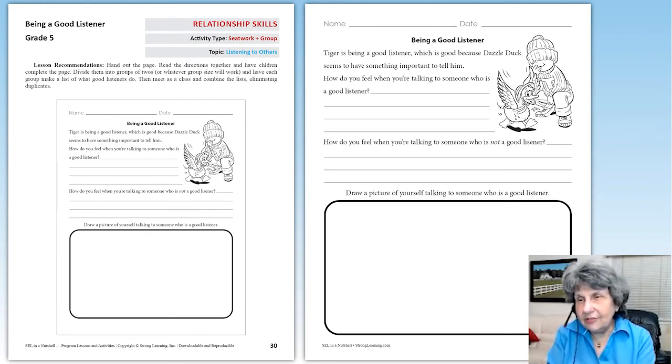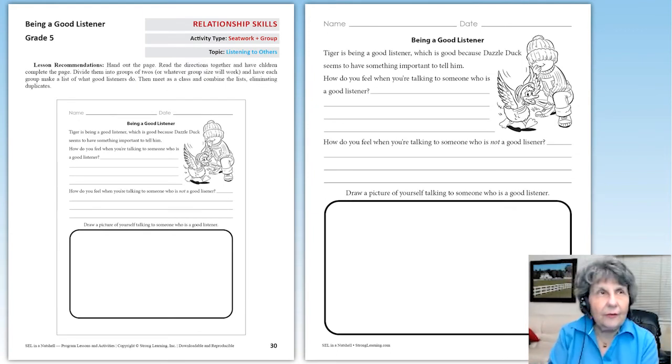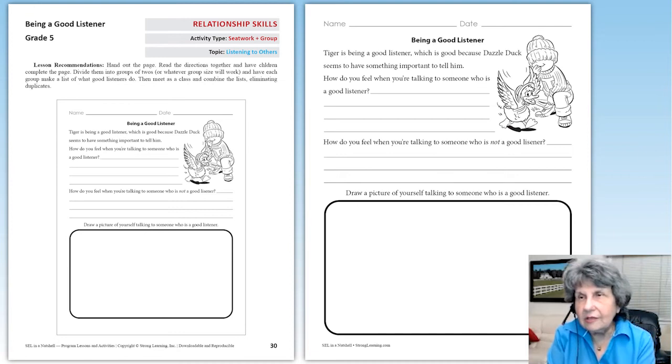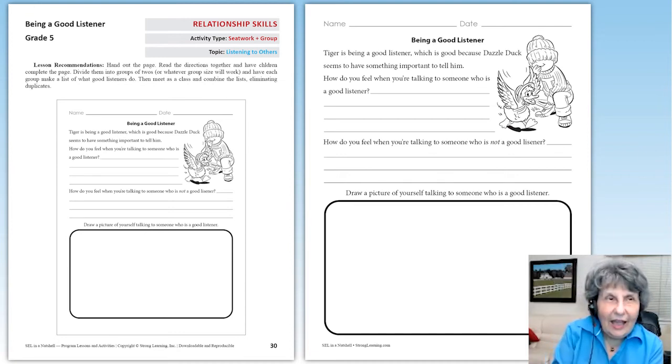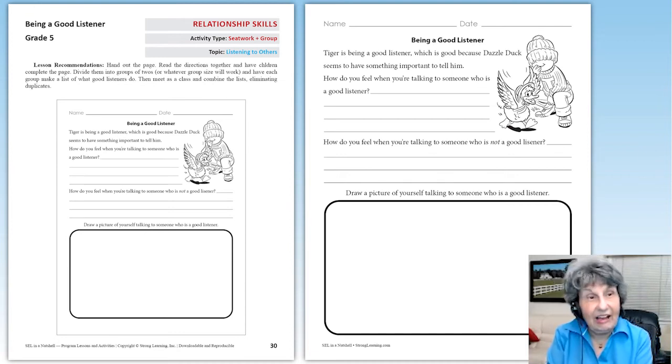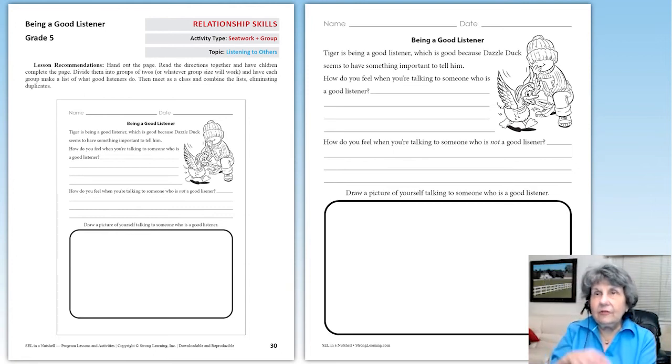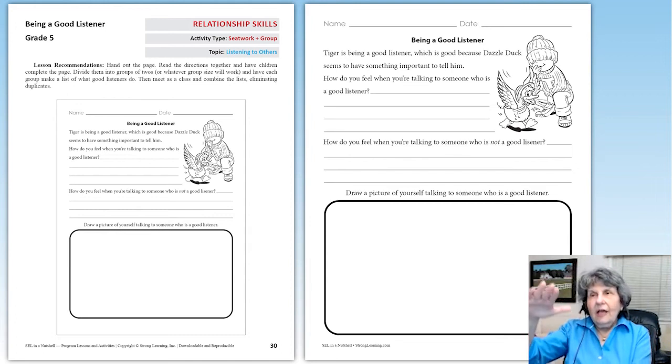Again, being a good listener. We began with listening, and now we're up to 5th grade, and Tiger is being a good listener, which is good because Dazzle Duck seems to have something important to tell him. How do you feel when you're talking to someone who is a good listener? How do you feel when you're talking to someone who is not a good listener? And you draw pictures. And again, you can see this is when we did all line drawings and let them sit in color. Everybody can just relax a little while.